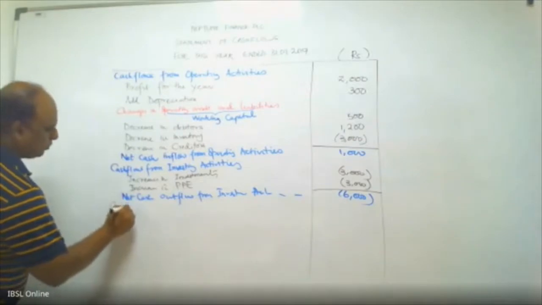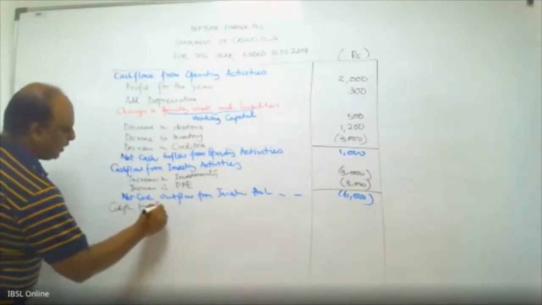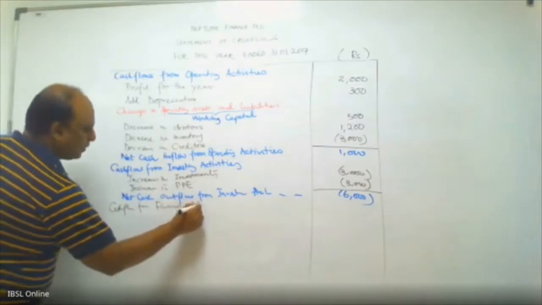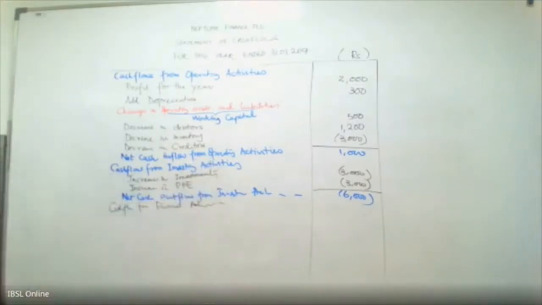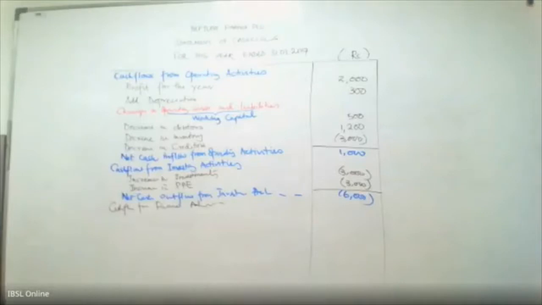Now we come to the last one. Cash flows from financing activities. Okay. What are the things remaining? First, we have to look at what has happened to my capital, or in other words, equity. So what has happened to equity? Capital employed. Earlier it was 4,000. This year 6,000. What has happened? Increased. So which means they have issued shares and money has come.